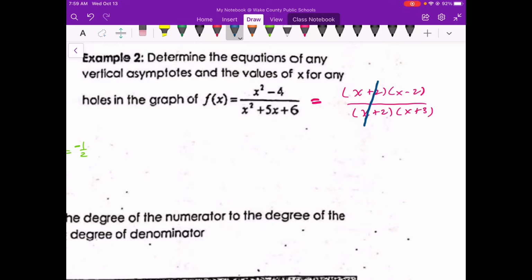So that's going to indicate that we're going to have a hole at the x value of negative 2. So I've got to figure out what the y value is. So I'm going to substitute in for what's left over.